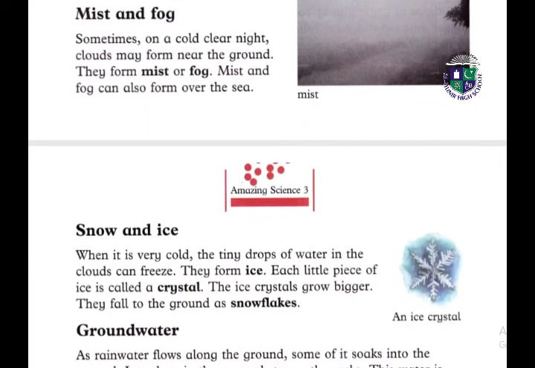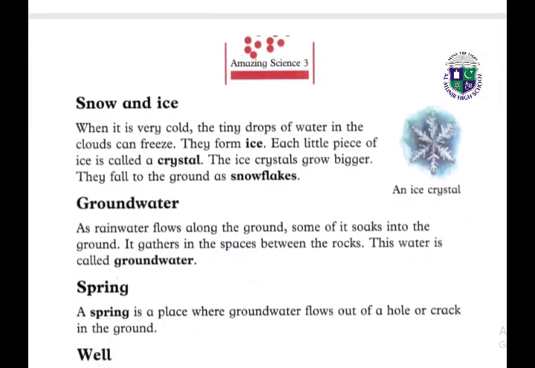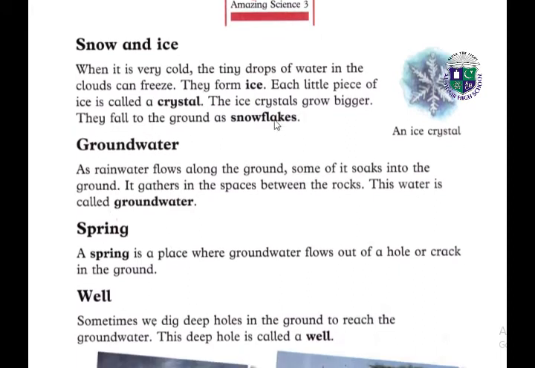What are snow and ice? When it is very cold, the tiny drops of water in the clouds can freeze, and they form ice instead of water. So it is converted from liquid water into ice. Each little piece of ice is called a crystal. Look here, an ice crystal. It is very beautiful. The ice crystals grow bigger. They fall to the ground as snowflakes.